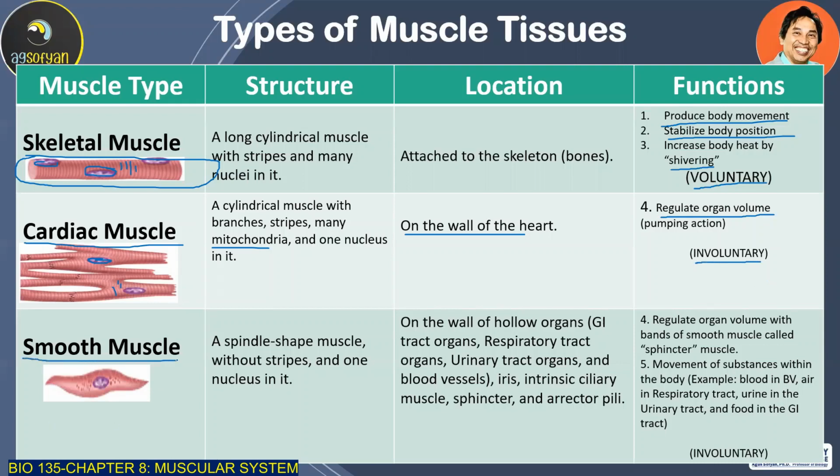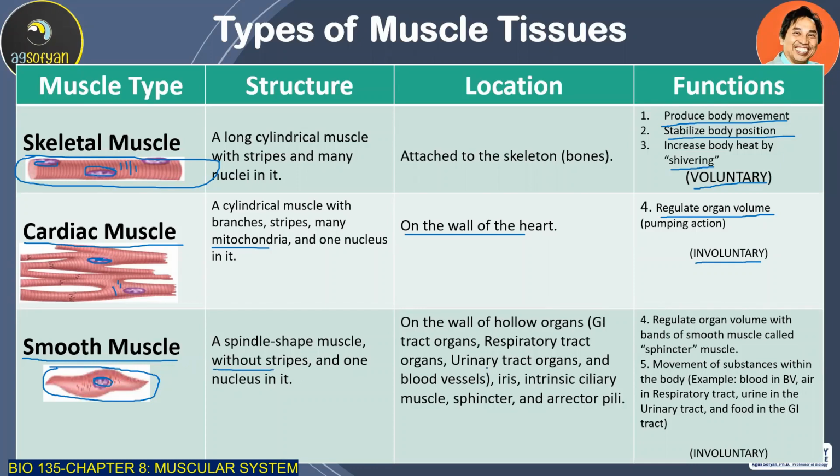The last one is smooth muscle, and this is the only one that looks like a spindle. So this is a spindle muscle, shorter compared to the skeletal muscle and cardiac muscle. Therefore, it only has one nucleus per cell. We don't see stripes in this muscle. So this is why it's called a smooth muscle, no stripes.